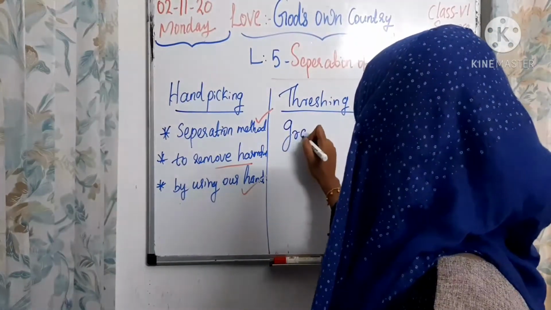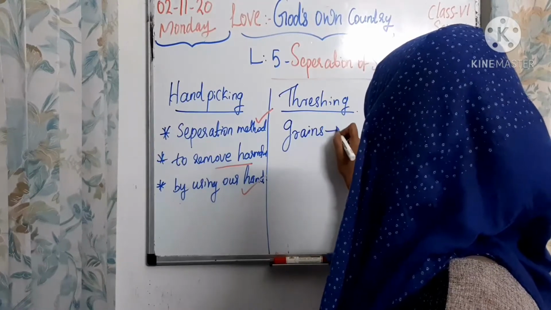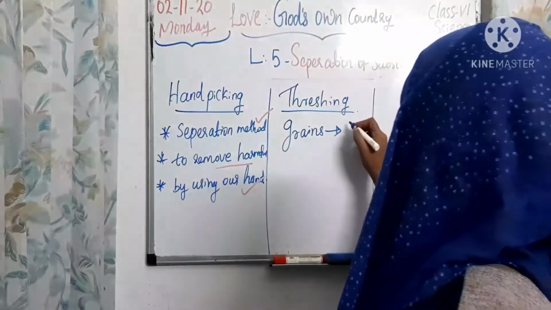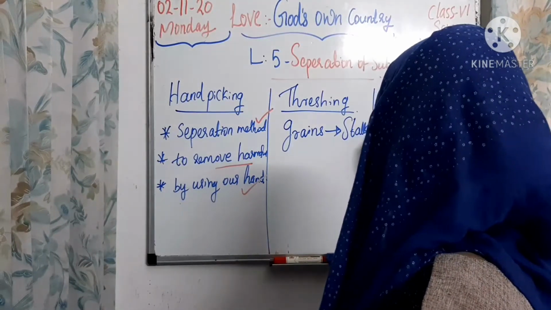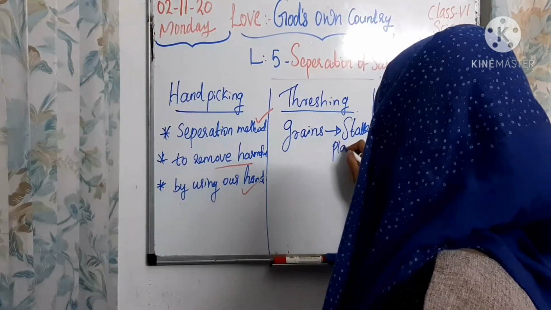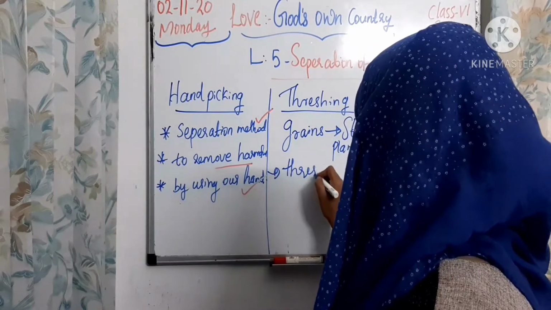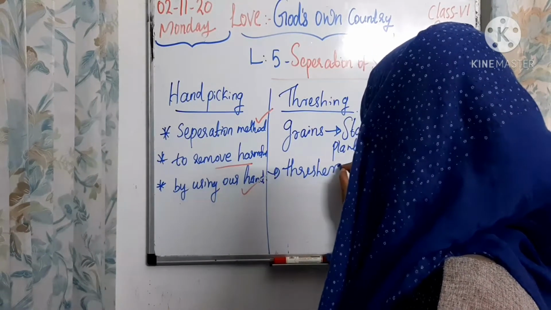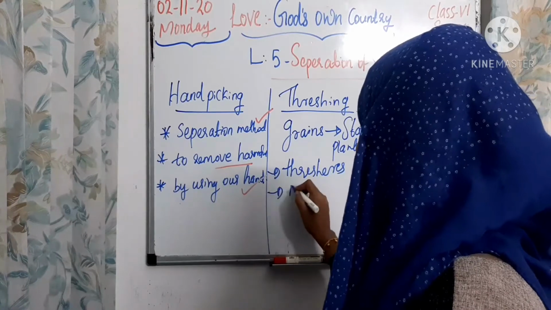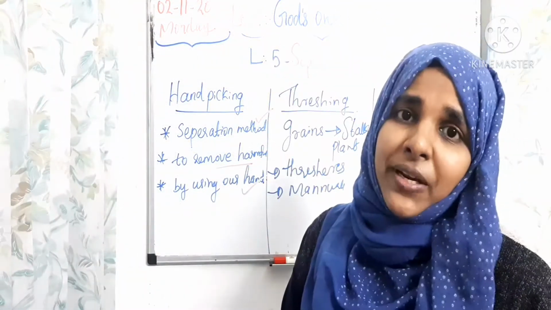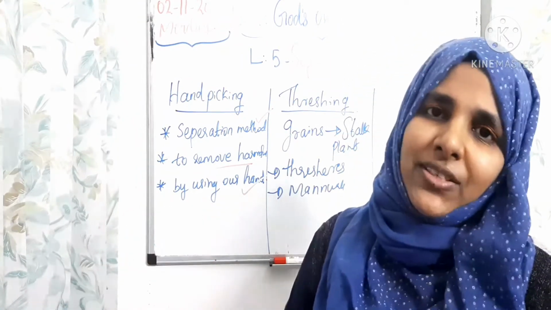So in threshing, mainly grains are separated. Grains are separated from where, children? Grains are separated from the stalk of a plant. Okay. In the threshing process, we may use threshers, like machines, or we may do it manually. That means we are beating. Then we can separate grains from the stalk of a plant.